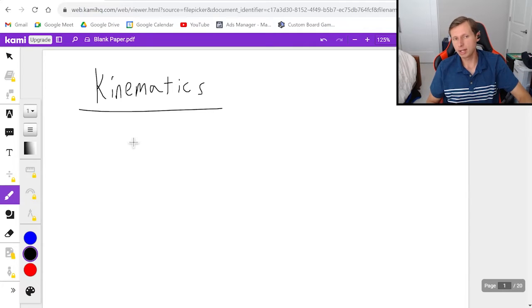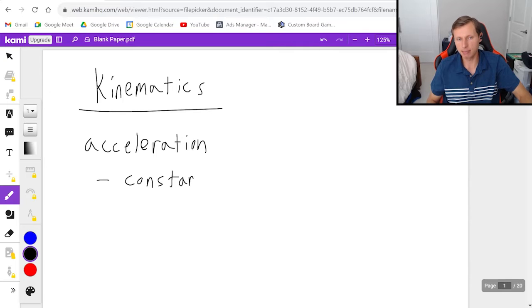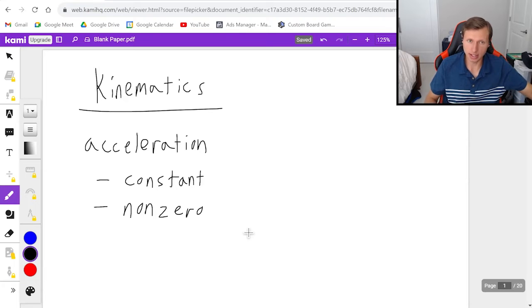You use the kinematic equations whenever your acceleration, which remember, acceleration is defined as your change in velocity, also known as speeding up or slowing down, has to be two things. Number one, it has to be constant. It can't be changing. It has to be the same number every time. And the second thing, it has to be non-zero. In other words, if your acceleration is zero, you cannot use the kinematic equations.